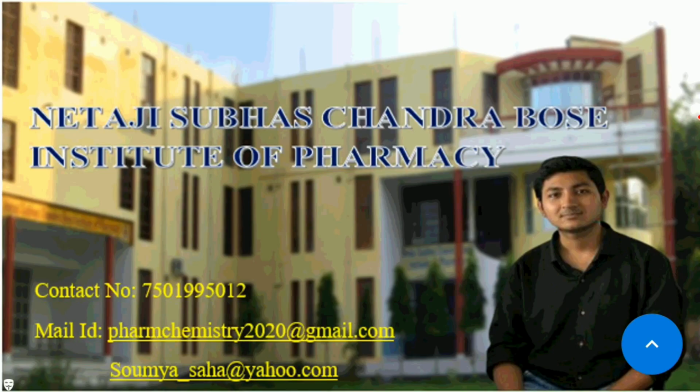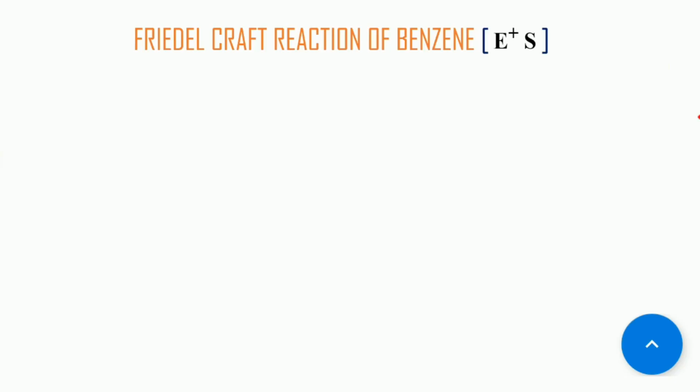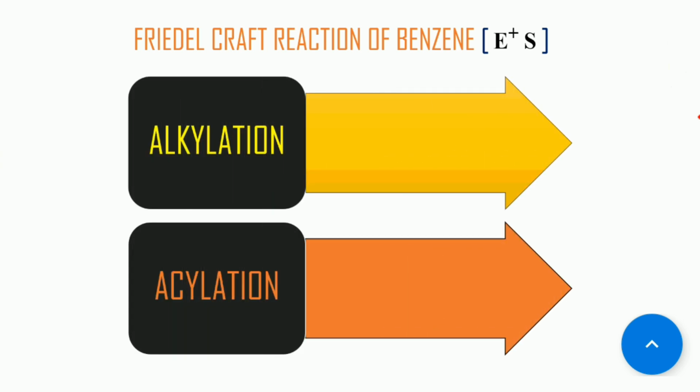Today we are going to study the Friedel-Crafts reaction of benzene. It's also an electrophilic substitution reaction of benzene. Now, the Friedel-Crafts reaction is classified into two different categories. The first one is alkylation and the second one is acylation. But why are there these two different classifications?